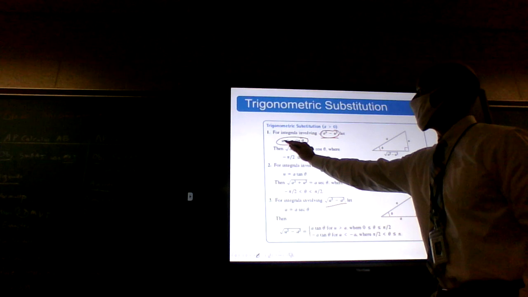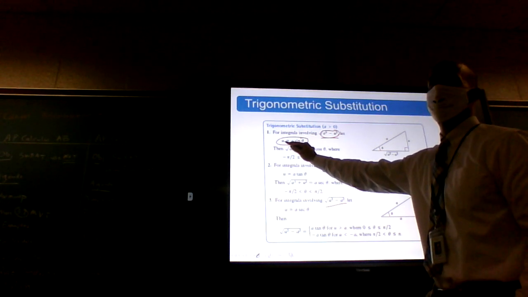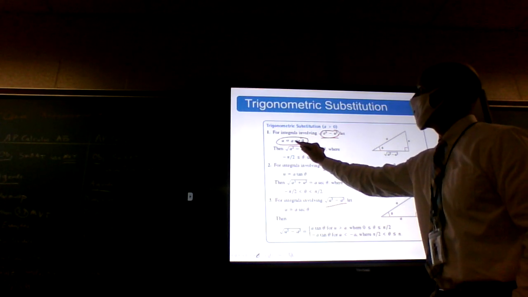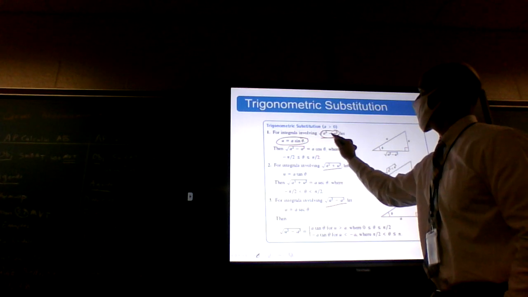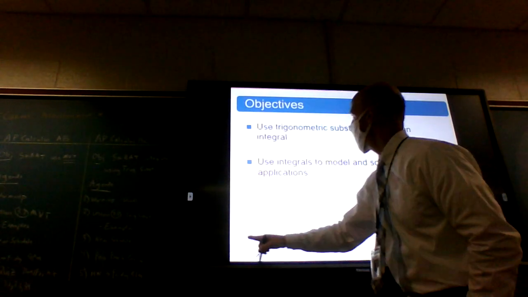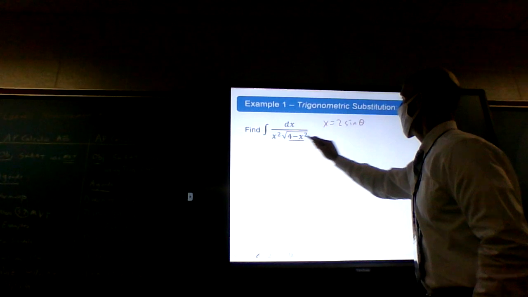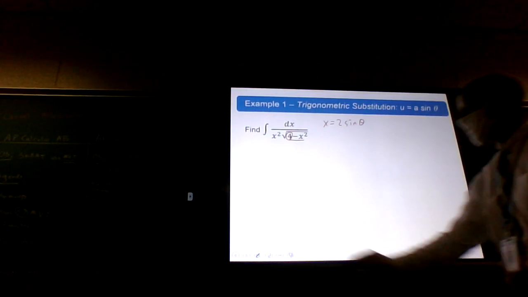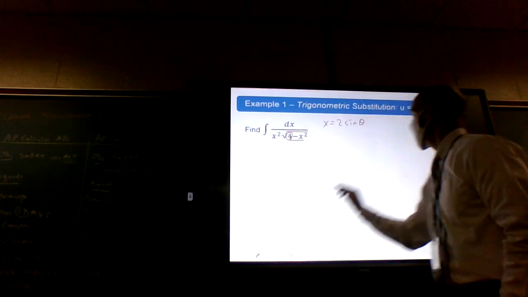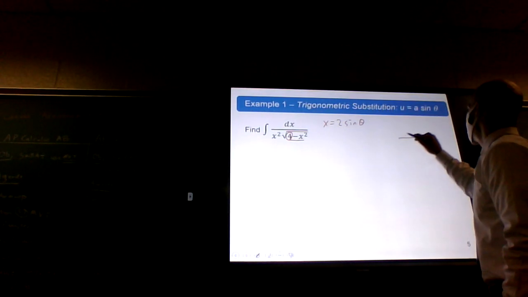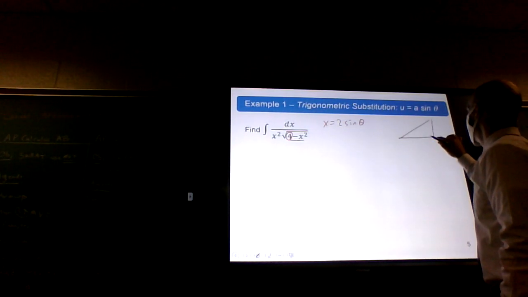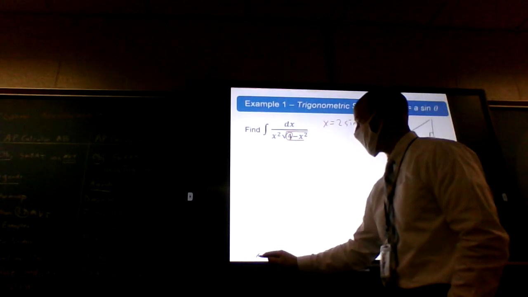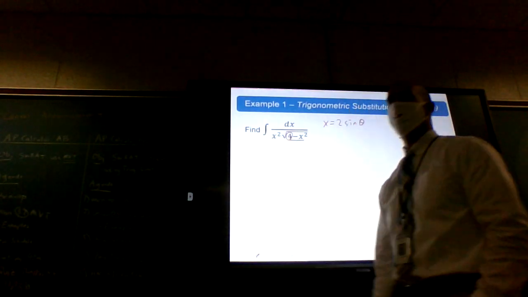Now notice it says let u, I'm just going to call it x because it's easier for me, equals a sine theta. a is the square root of this. What's the square root of 4? Well, it's 2. Now the next thing I'm going to do is draw a reference triangle. You do not have to do this, but from my own experience, it helps me out a lot when I do it.